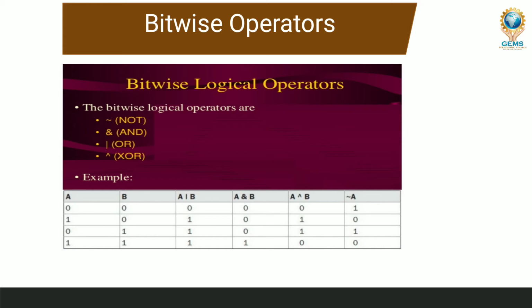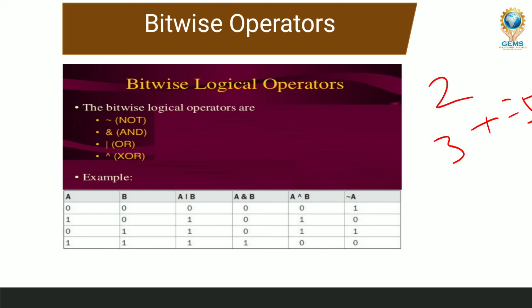I want to take one example. Let's take the numeric value 2, and take the 3. Now I want to add 2 plus 3. So what is the answer? 5 is the answer. This is the manual method.